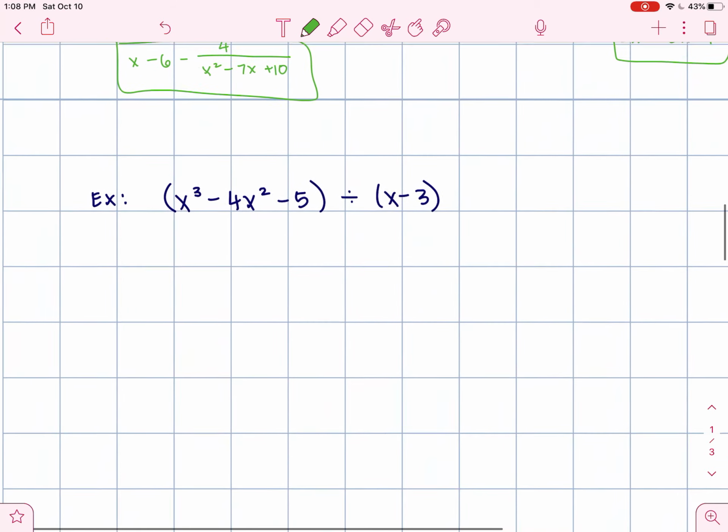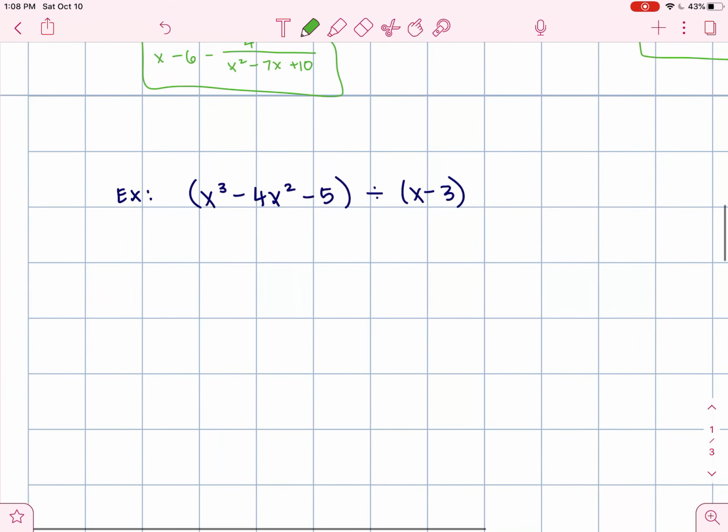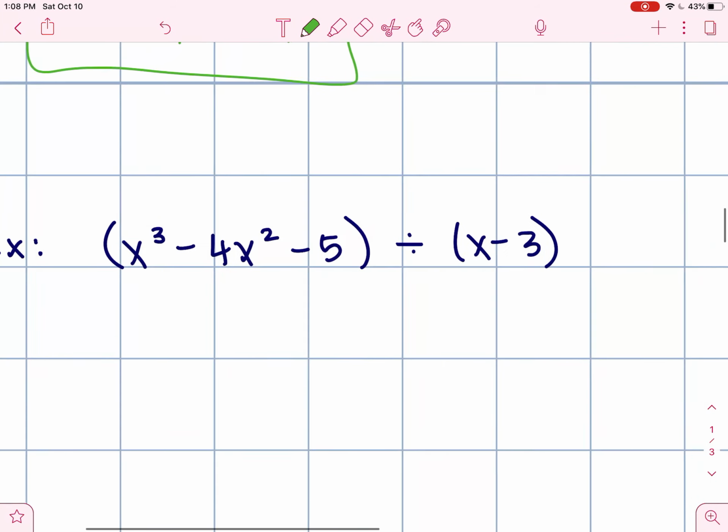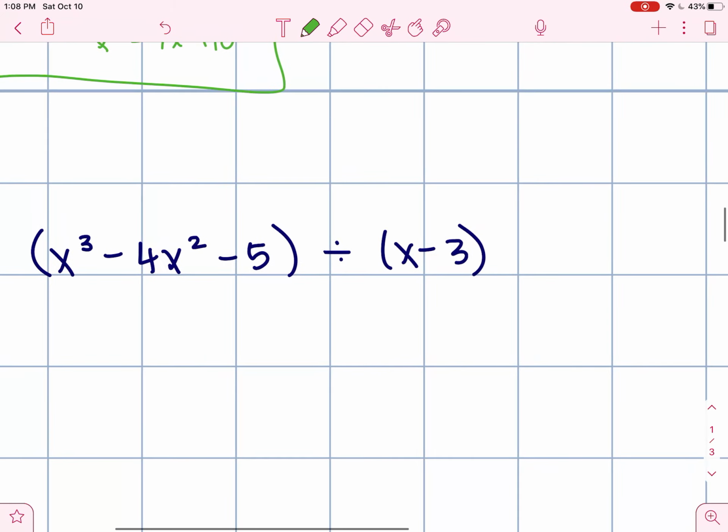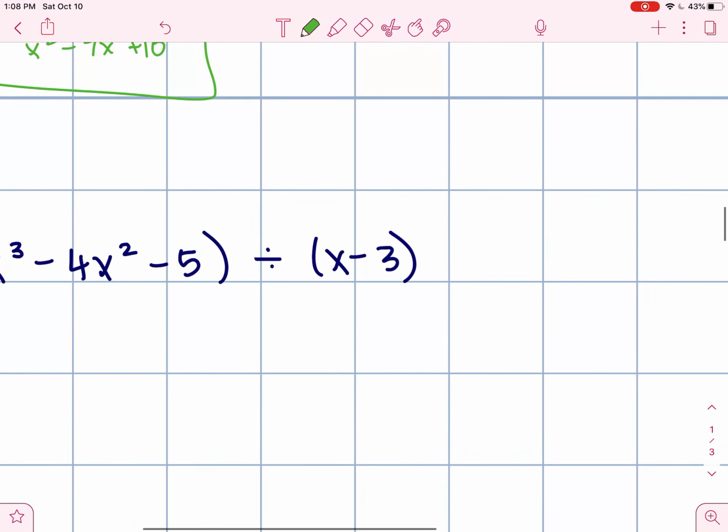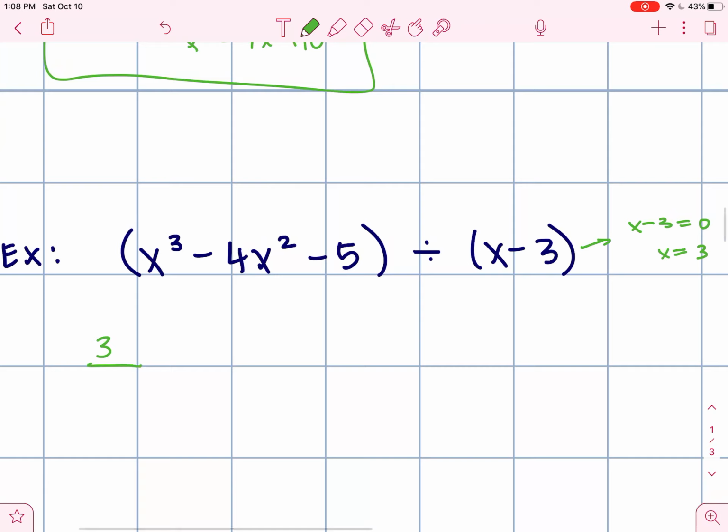Awesome, so we have one more problem to do, and then we can move on to the try it section and we'll be done. So x minus 3. X minus 3 is equal to 0, which means that x is equal to 3. We're going to be dividing by 3, our divisor. So we're going to take our coefficients again, but notice how there is no simple x term. There's x cubed and x squared, but there's no x term. So I'll get to that in a second.